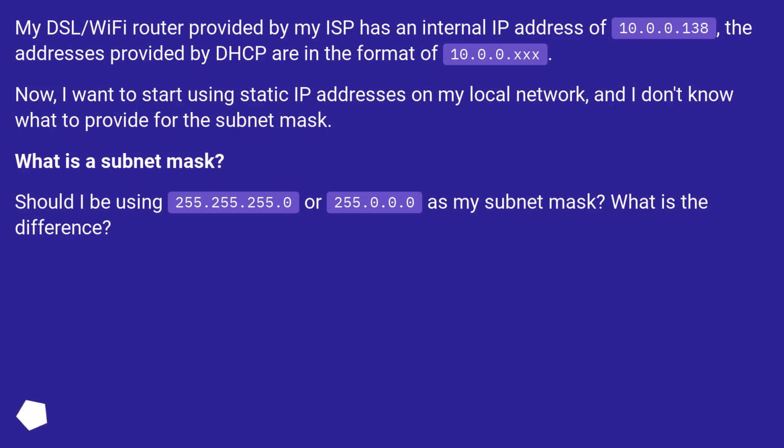What is a subnet mask? Should I be using 255.255.255.0 or 255.0.0.0 as my subnet mask? What is the difference?